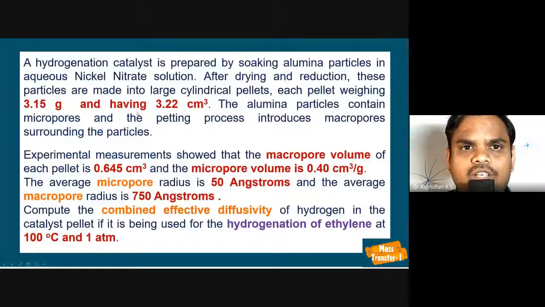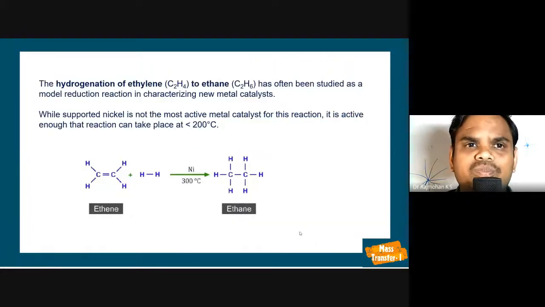We know the reaction taking place: ethylene reacts with hydrogen to form ethane, C2H4 plus H2 giving C2H6. So we can solve this problem. Whatever data is given, we are going to write it down. The reaction is not mentioned in detail, only one phrase is given, hydrogenation of ethylene. This is the reaction: ethylene reacts with hydrogen to form ethane.